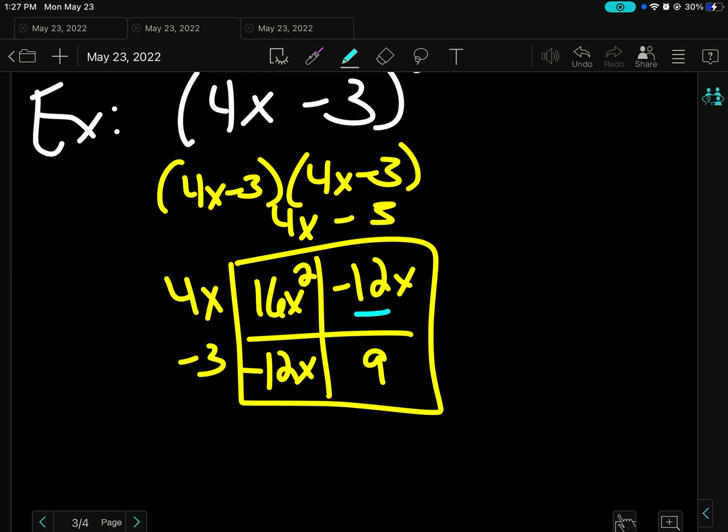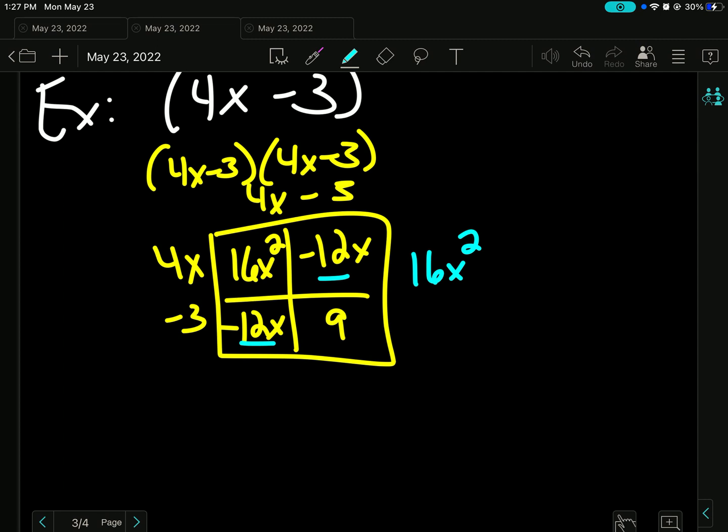Again, notice we can combine x's together. And remember, x's do not go with x squareds. Those are different parts of our polynomial. Negative 12 plus negative 12 is negative 24x. Plus 9 is going to come along for the ride. Okay? And that would be our final answer to our polynomial.